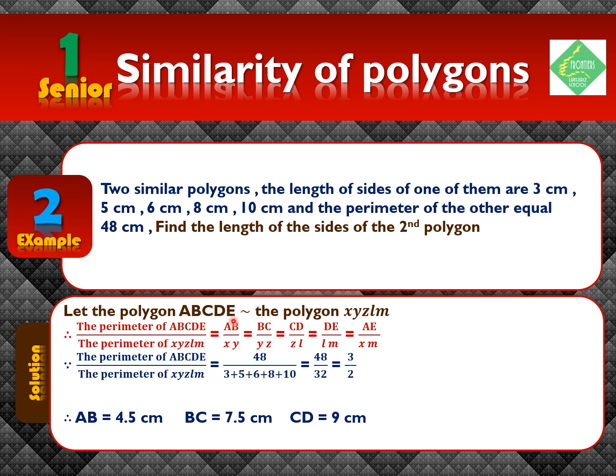I know that I choose the corresponding sides: AB over XY, BC over YZ, CD over ZL, DE over LM and finally AE over XM. Substituting the first polygon with its sides and doing crisscross as before, you get AB 4.5 centimeter, BC 7.5 centimeter and finally CD 9 centimeter. And the other two sides, DE equals 12 and EA equals 15 centimeter.